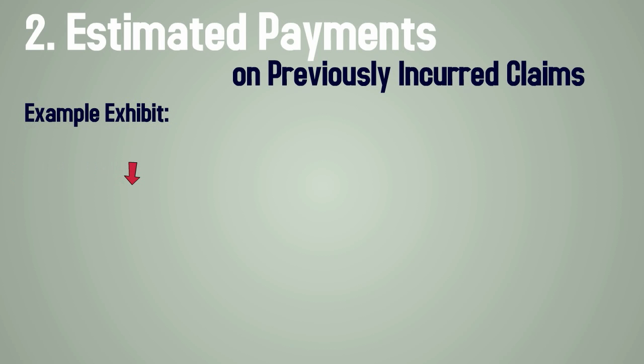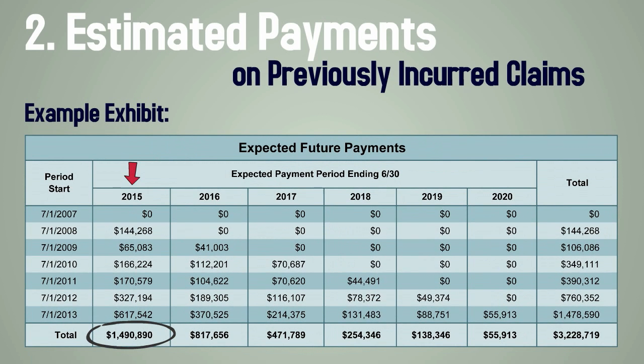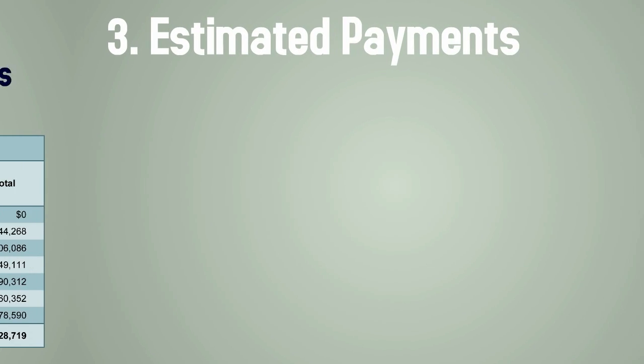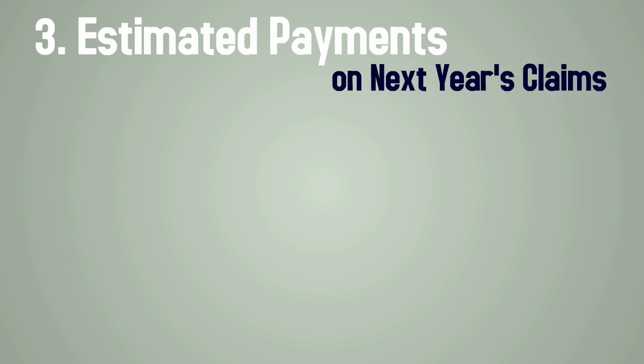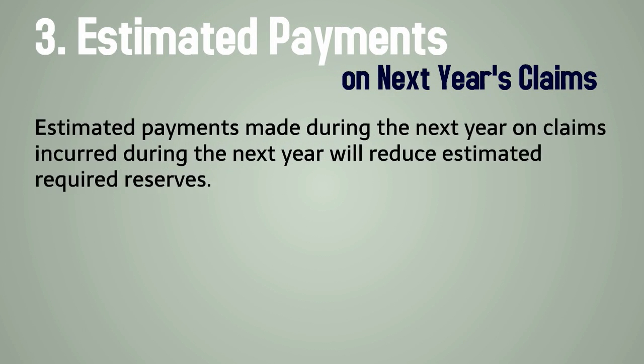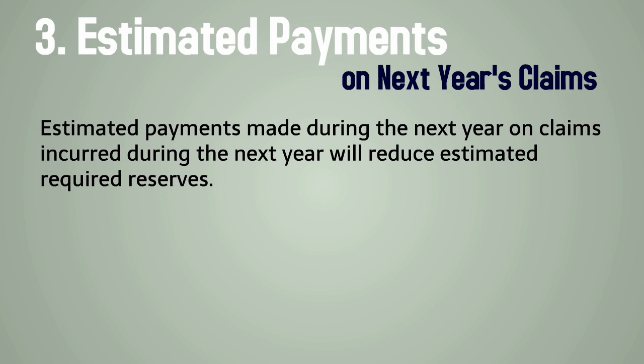We'll look at the 2015 year, and we total up the expected payments for all of the policy periods, and we see in the first column there that total would be $1,490,890. Next, we want to estimate the payments that will be made during the next year on claims incurred during the next year.